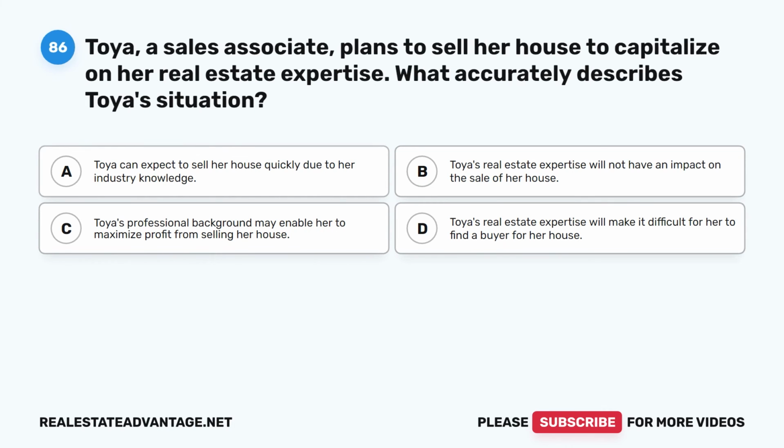Question 86. Toya, a sales associate, plans to sell her house to capitalize on her real estate expertise.